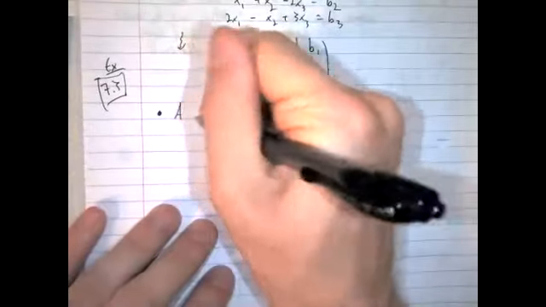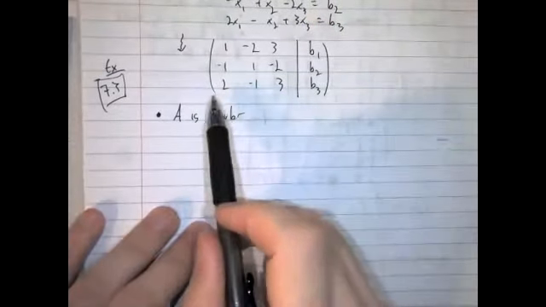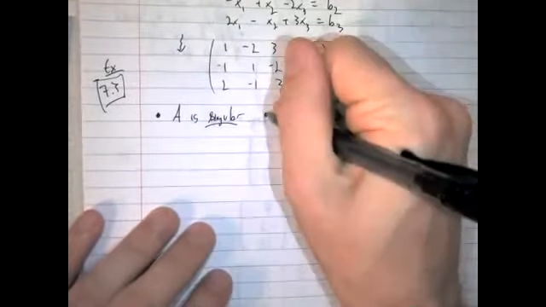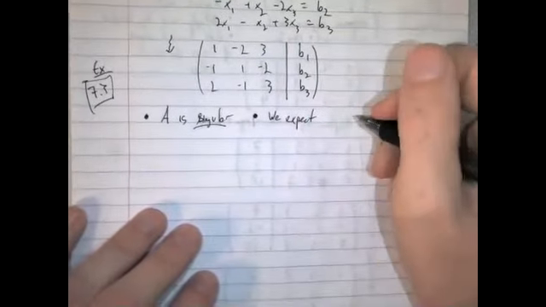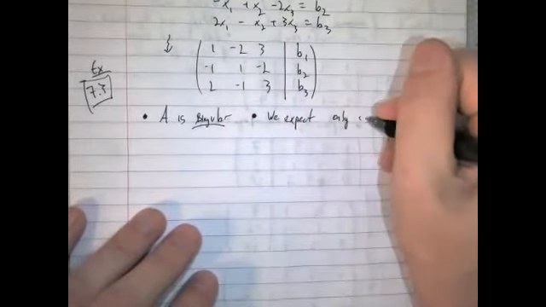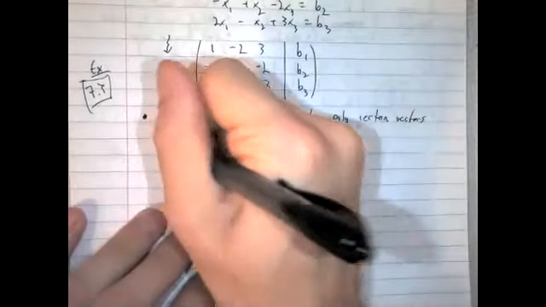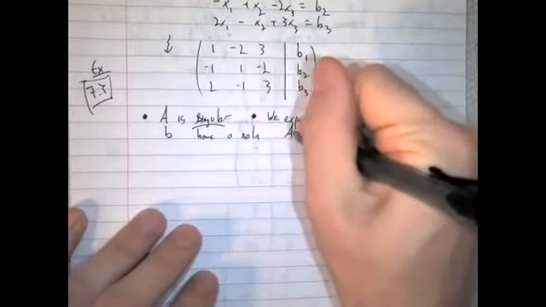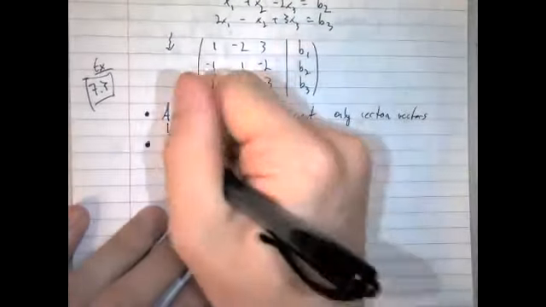So one point is that A is singular, which means if we compute the determinant of this matrix, we'll get 0. So already we expect that only certain vectors B have a solution, AX is equal to B. And second of all, we don't expect the solution to be unique.